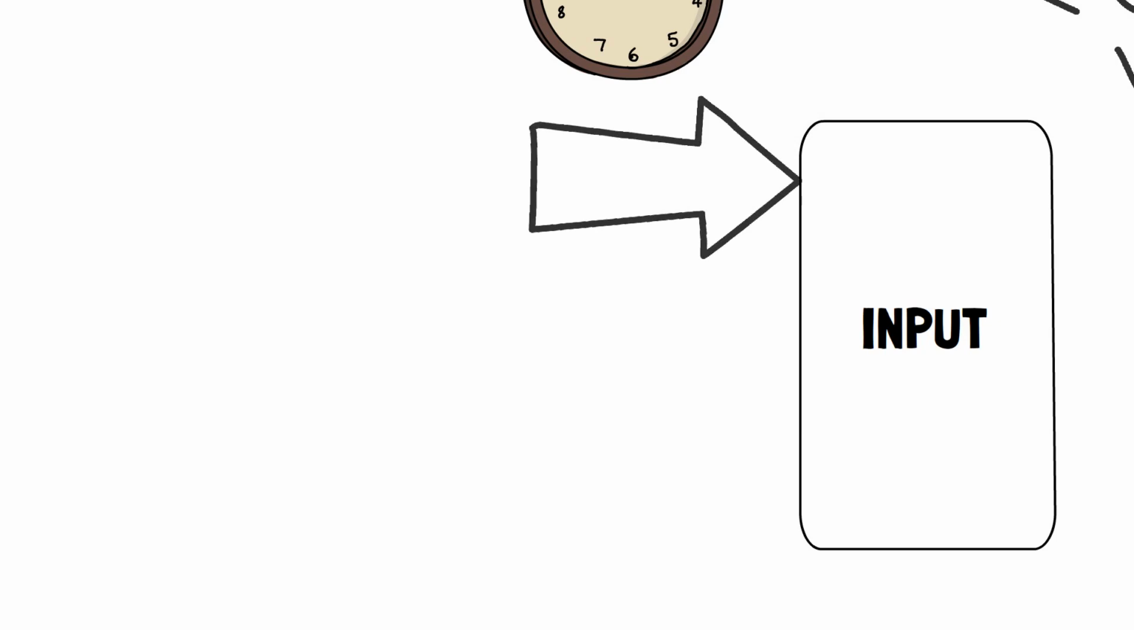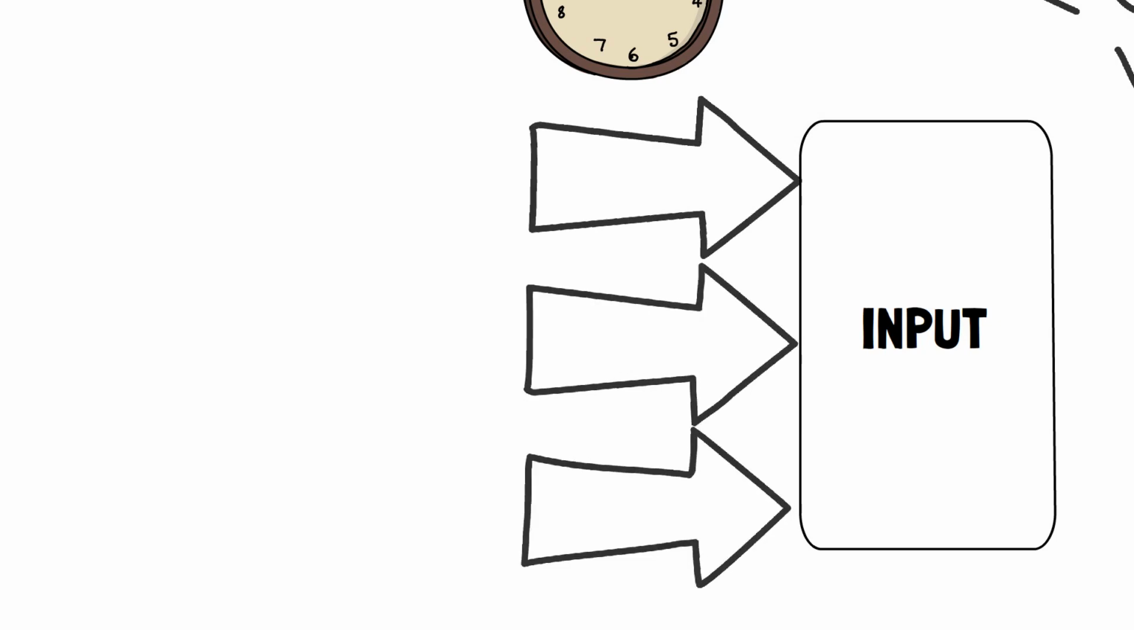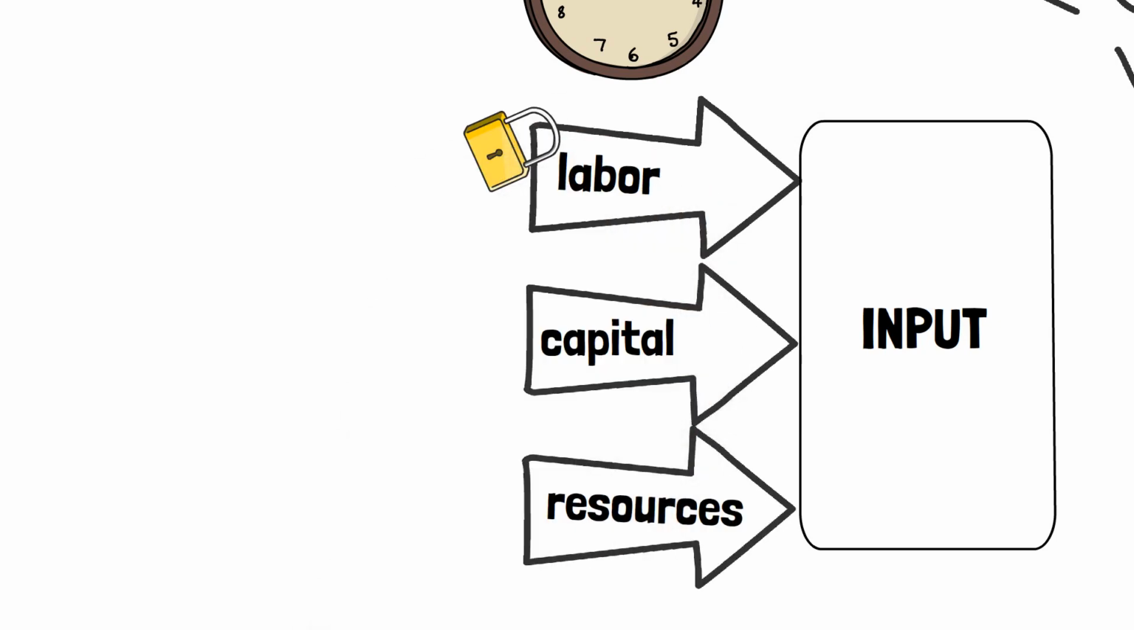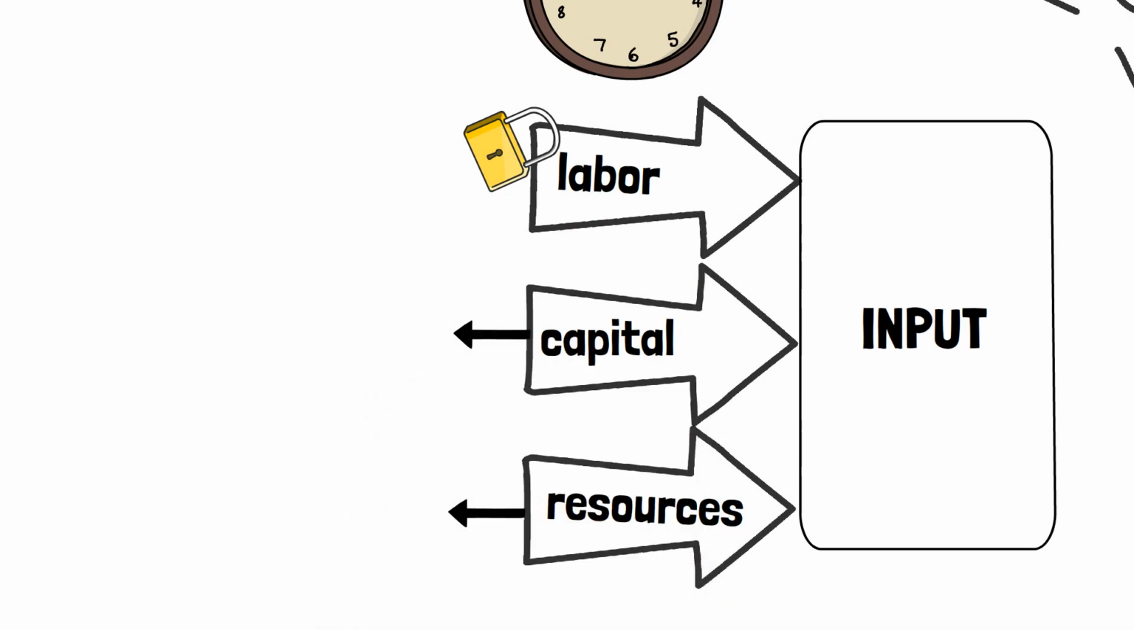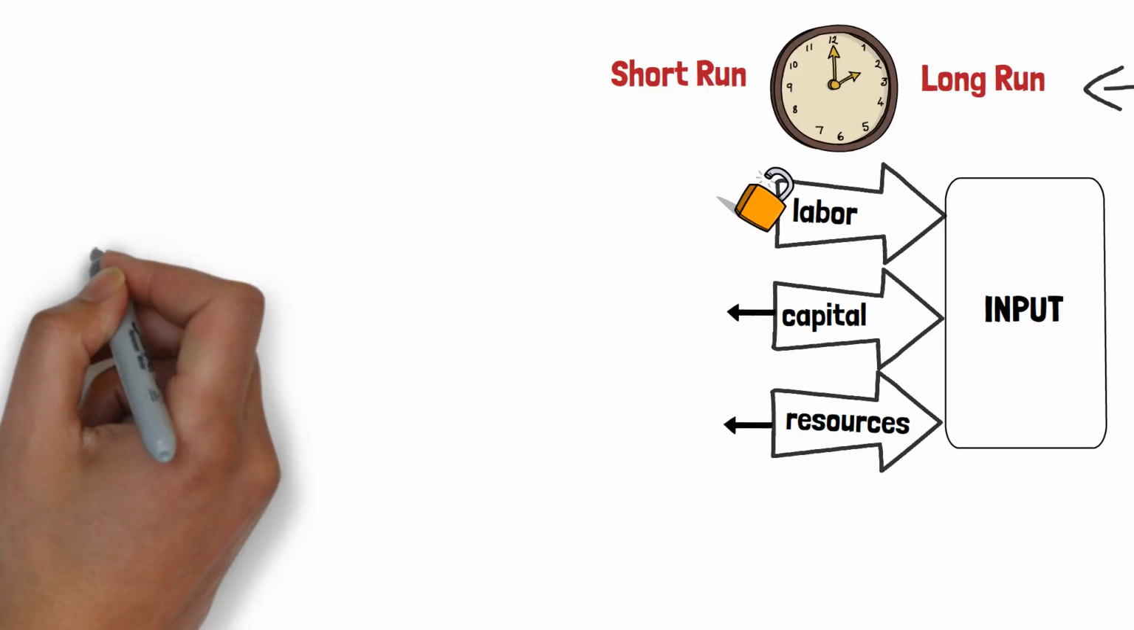The short run is a period of time in which the quantity of at least one input is fixed and the quantities of the other inputs can be varied. The long run is a period of time in which the quantities of all inputs can be varied.